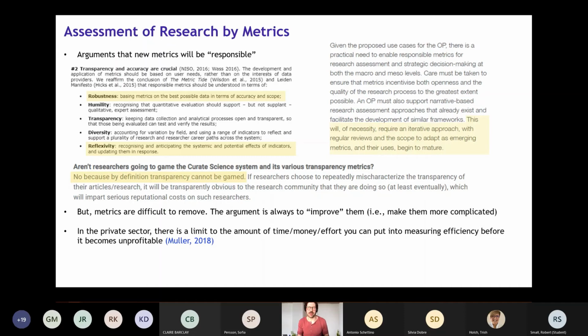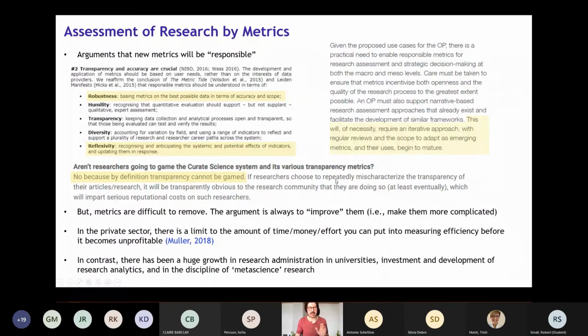And so if you're spending all your money on just assessing and improving the efficiency of stuff, eventually it's going to get to a point where it's unprofitable to do that. But in research, where there's not that kind of direct link between income and profit, or the amount of money you're putting into something and the profit, it's unclear where that starts to have diminishing returns. And there's been a huge growth in research administration in universities, as we've mentioned, as well as in the investment and development of research analytics, and even in the growth of this whole meta-science research discipline in itself, with researchers researching how the process of research can be improved. And if that is helping to improve the quality of the actual research, then that's good, but it's unclear where that starts to have diminishing returns as well.